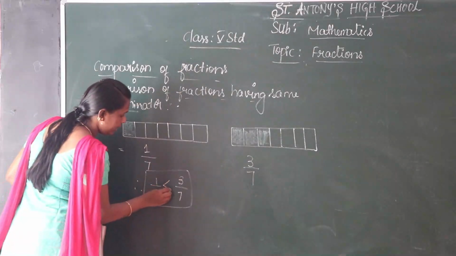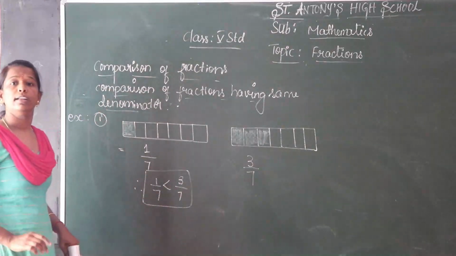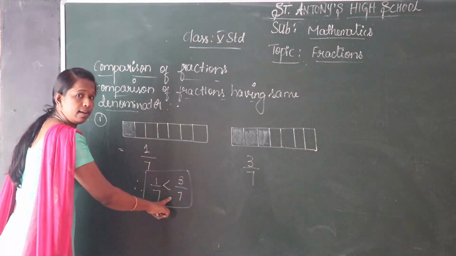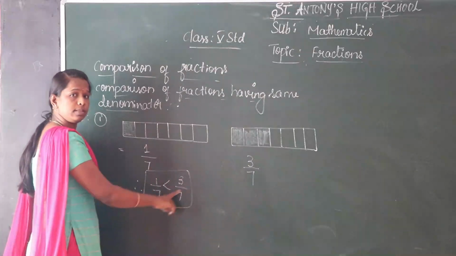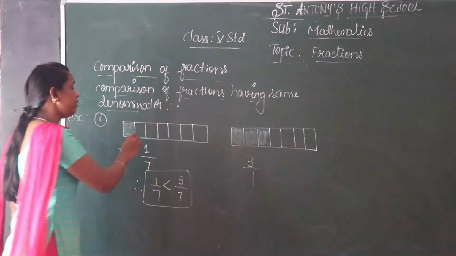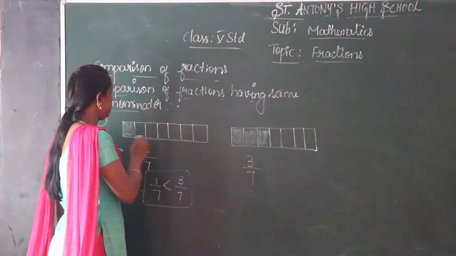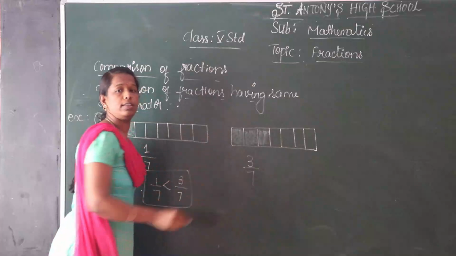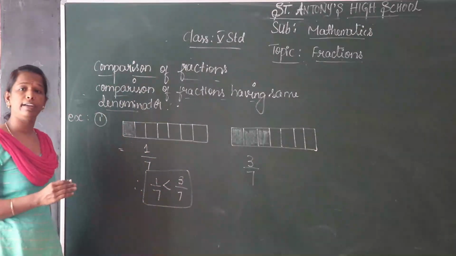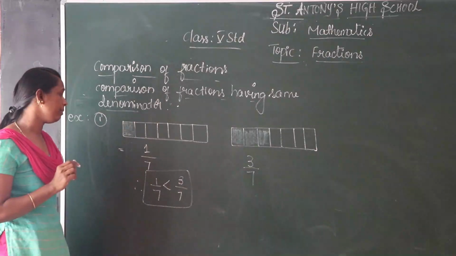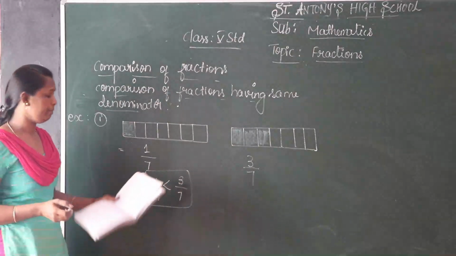So write the symbol. Which is the symbol, children? The symbol for smaller, because 1 by 7 is smaller than 3 by 7. When comparing these two figures, here only one box is shaded, and here 3 boxes are shaded, which means the numerator is less here. The fraction 1 by 7 is less than 3 by 7.